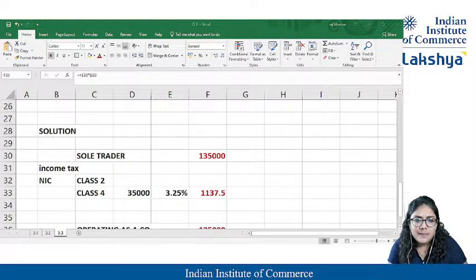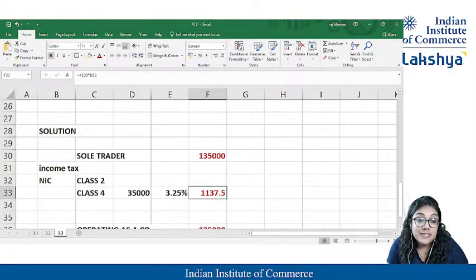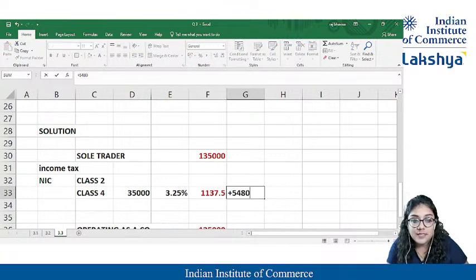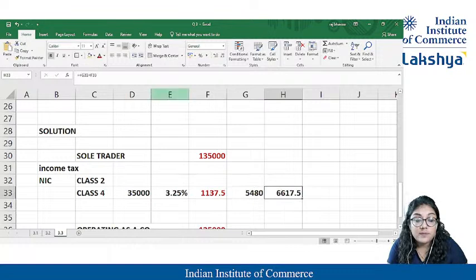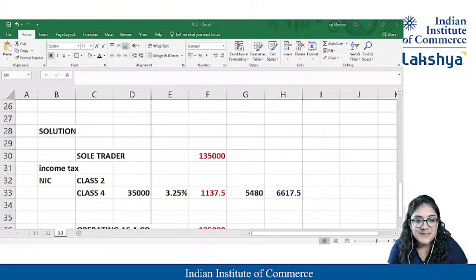But, ma'am, is it just this much? No, ma'am. Already you were having it for 1 lakh. Yes, for 1 lakh it was 5480. So this is additional. So 5480 was there for 1 lakh. If you're taking the total, this will be my total now, that is 6617. Okay, I'll mark the main answer in bold, in blue. Cool. I hope you guys understood this.